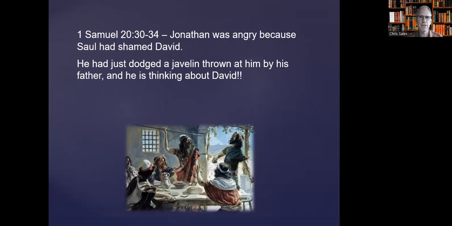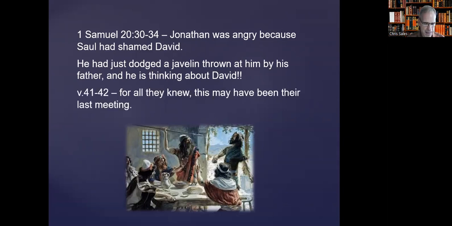That's what true friends do. They think about the needs of others. They put others' needs above their own. And so they met here this one last time with the arrow. He shot the arrow beyond and told the young lad to go get them and take them back into the city, but they were safe.